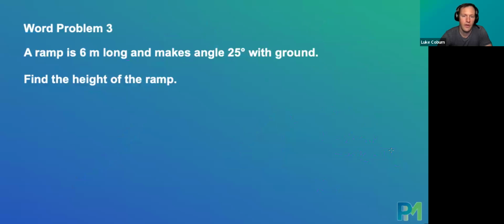Okay, so a ramp is 6 meters long and makes an angle of 25 degrees with the ground. Find the height of the ramp. So here we go, here is the ramp. This is 25 degrees. It's 6 long, and we want to find the height of the ramp.